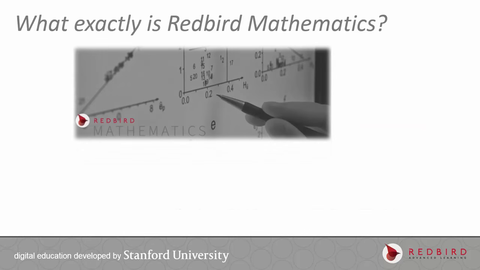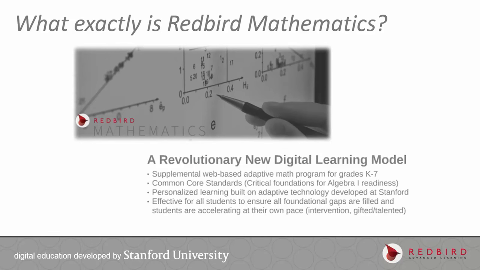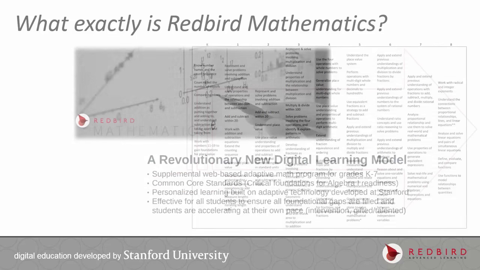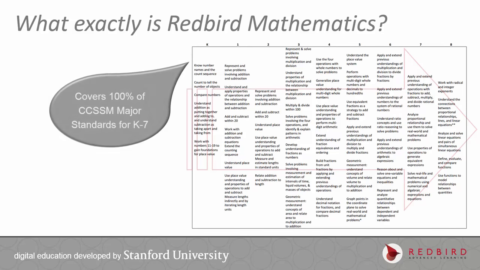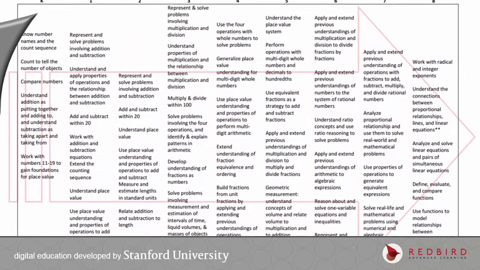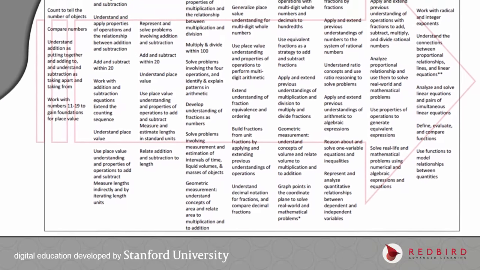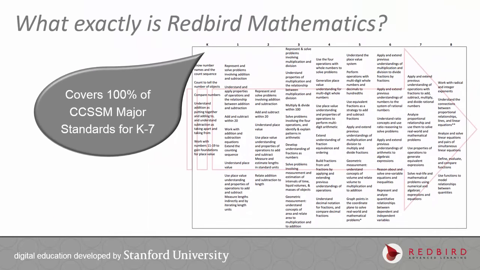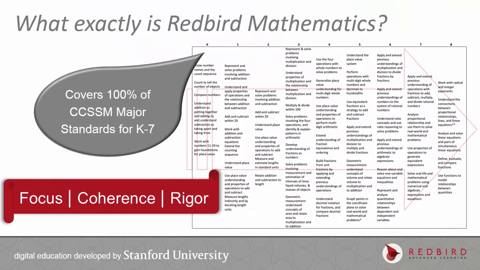Redbird Mathematics is a supplemental, web-based, adaptive math program. Since it's web-based, students can access the program in the classroom, at home, or anywhere they have an internet connection. It's also aligned to the Common Core state standards, focusing specifically on 100% of the major standards, or those that are critical to Algebra 1 readiness. And it addresses the Common Core criteria for focus, coherence, and rigor.